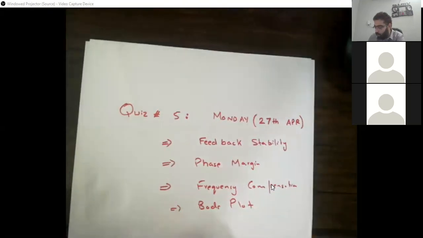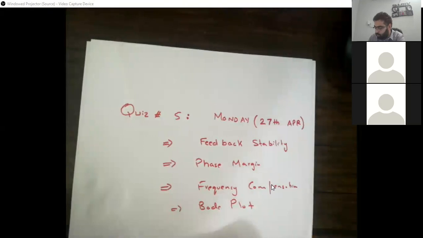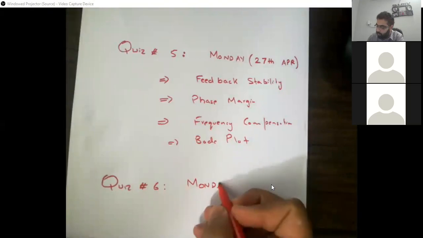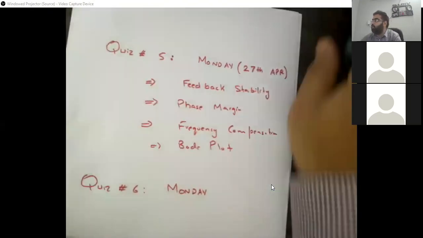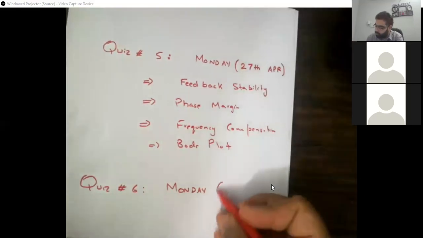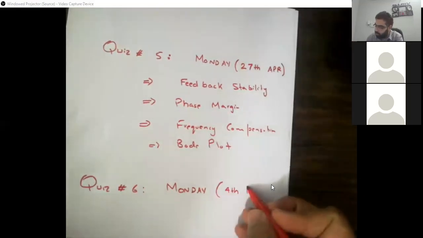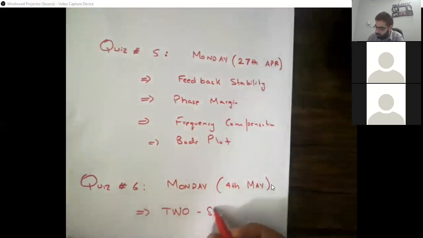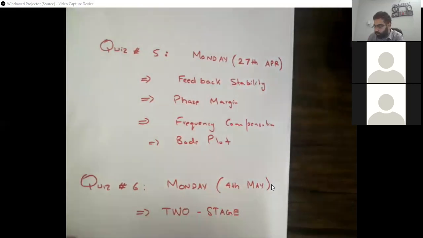And then we are going to have quiz 6. That will also be on Monday, but not this Monday. It will be next Monday, and the date is going to be 4th May. That will be the last quiz. The content is going to be the 2-stage amplifier, so whatever we started in the last lecture or today's lecture will be part of it.